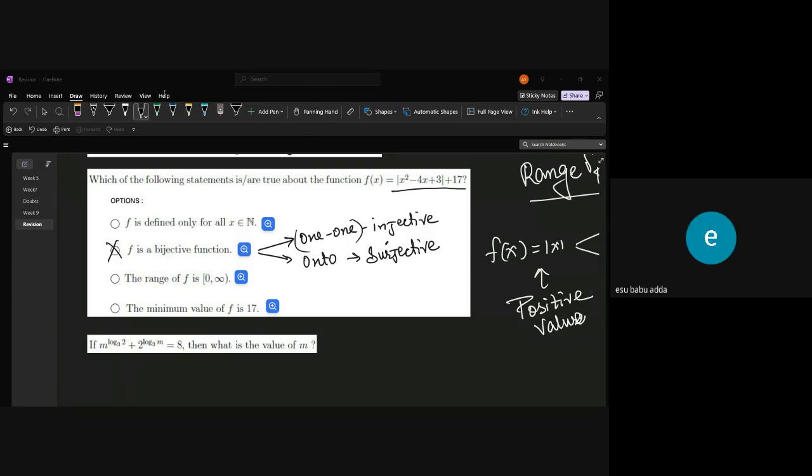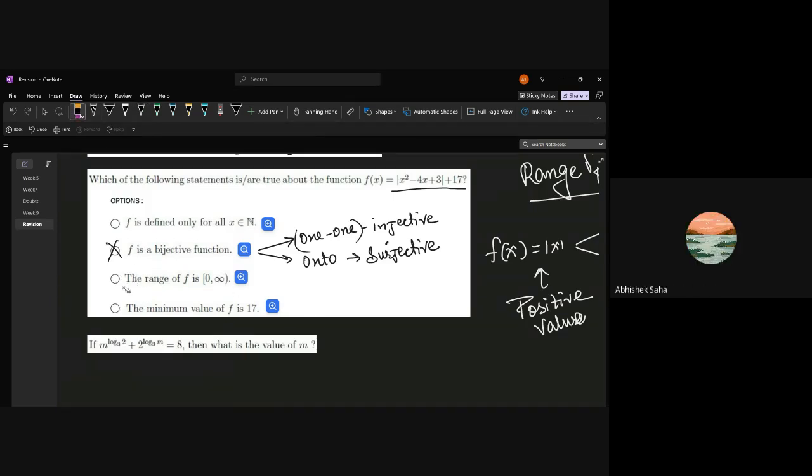Range is from 17 to infinity. Correct. Yes, the minimum value will be 17. How to calculate that?